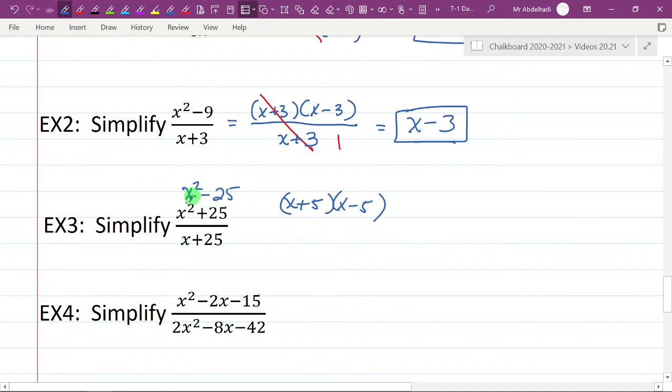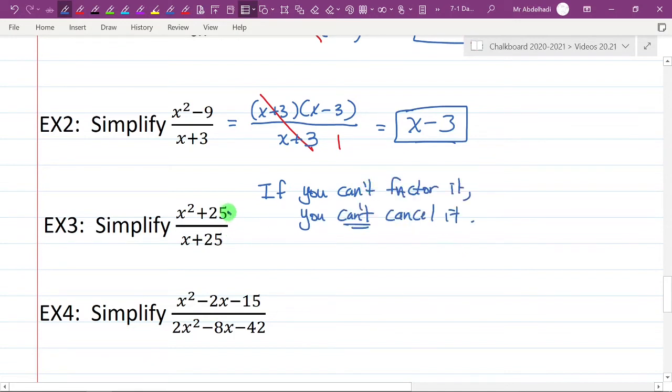But even if you did have that in the top, the bottom still doesn't cancel out because it's x plus a different number. So that wouldn't work anyway. But the fact that it's x plus 25 means it's not even factorable. And the bottom isn't factorable. And here's the thing. If you can't factor something, you can't cancel it.